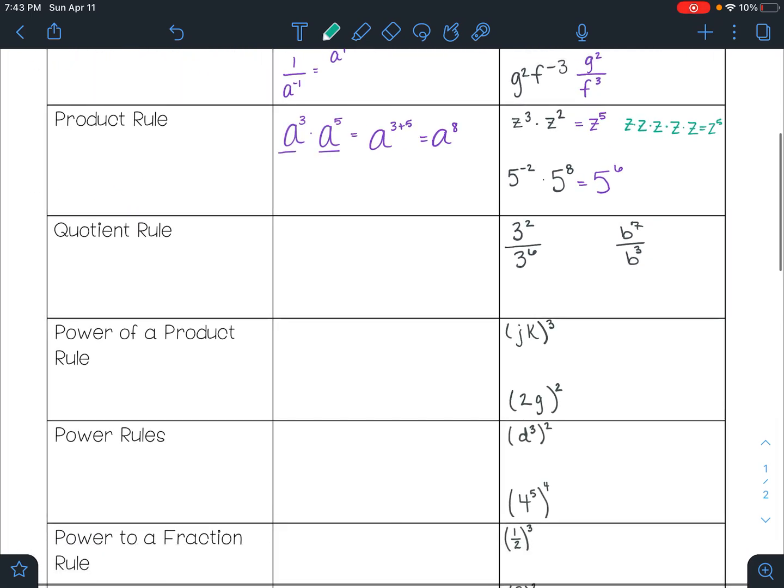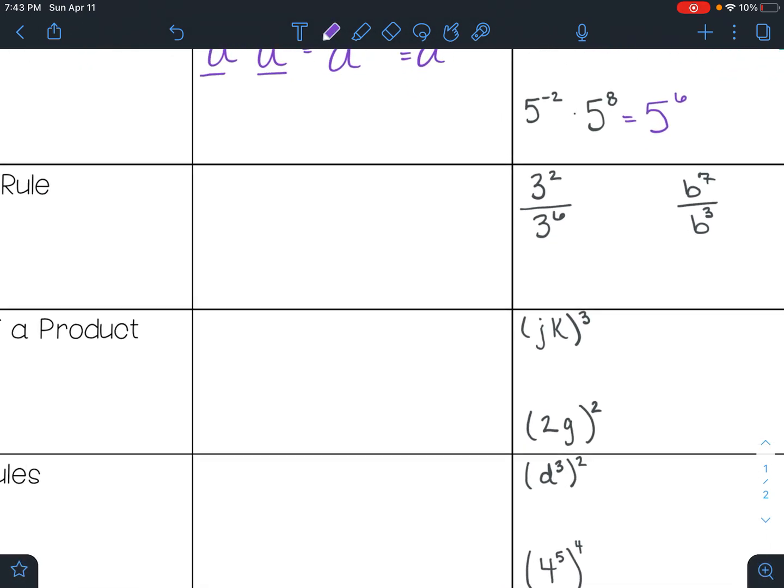All right, let's do another one. This is the quotient rule. All right, quotient rule, here we go.